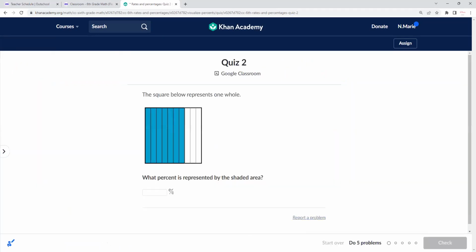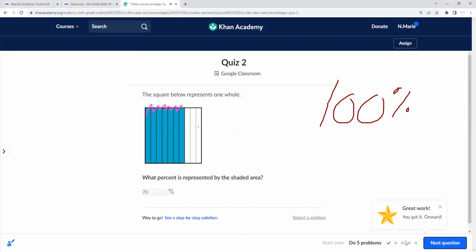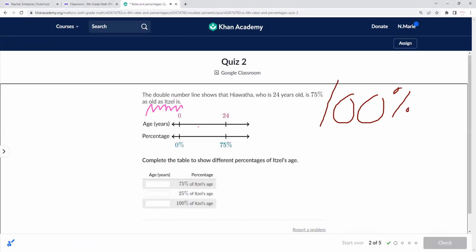Okay, so what's the percent? Well, the total is 100, right? That's the max you can get, 100%. So how many are there? 1, 2, 3, 4, 5, 6, 7, 8, 9, 10. Okay, well, 100 divided by 10 means each one's 10%. So 10, 20, 30, 40, 50, 60, 70% is the total for the shaded region.